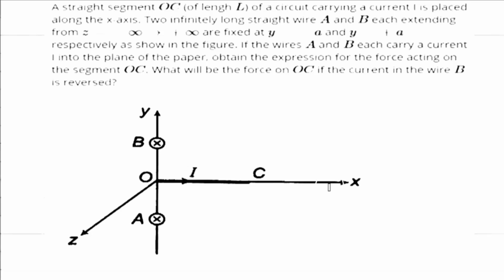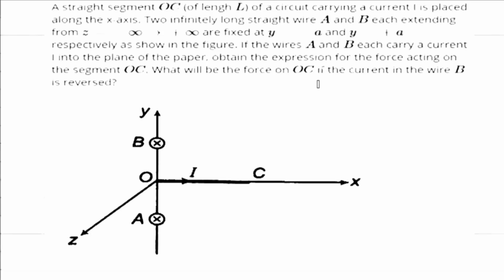See, all the details which we have read out now are present in the diagram. You can see OC as one element, and along that the current is flowing. They have mentioned it. A and B are extended along minus infinity to plus infinity, and they are along the y-axis. Everything is shown.